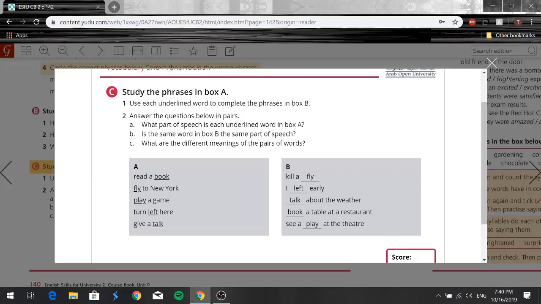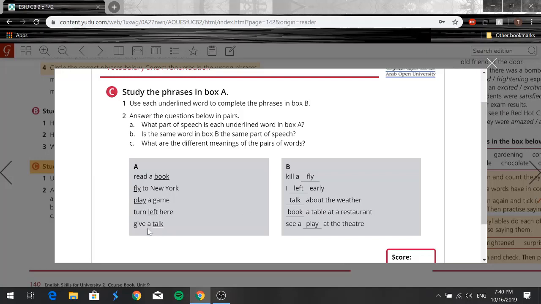Play a game, here play is a verb, you're doing something, playing a game. While see a play is, I'm pretty sure all you guys know what a play is, a play at the theater. When you watch a play or people perform in a play at the theater. Okay? Turn left here, it's either left or right. While I left early, here that's a verb, because I left as in I just went away, okay? I left the place, I left this, I left that, okay?